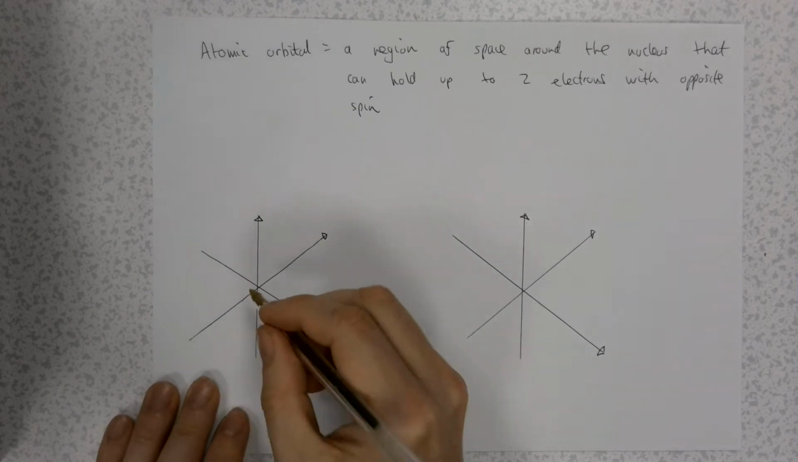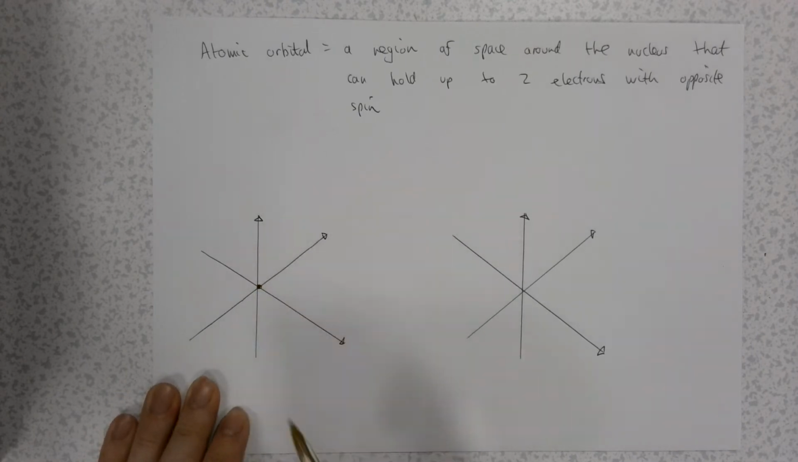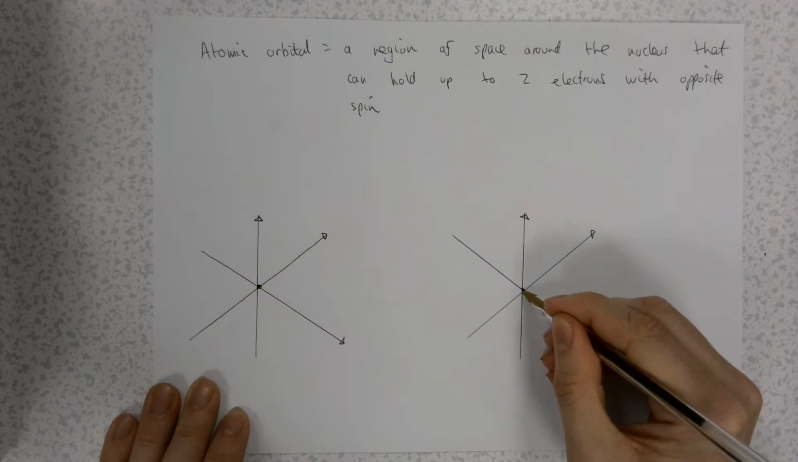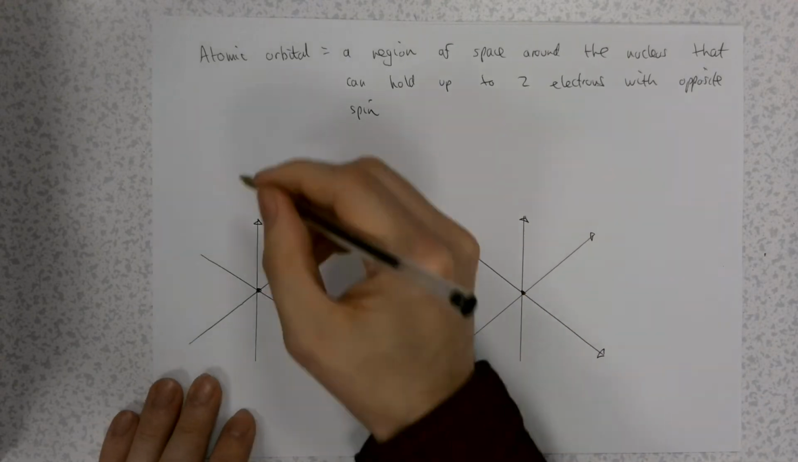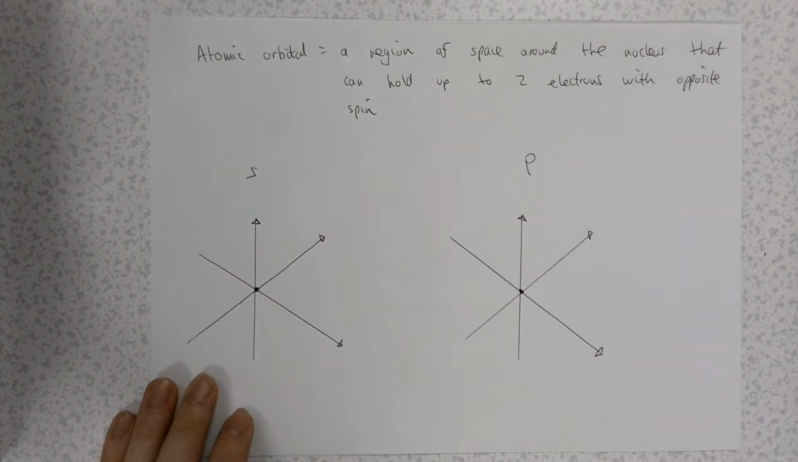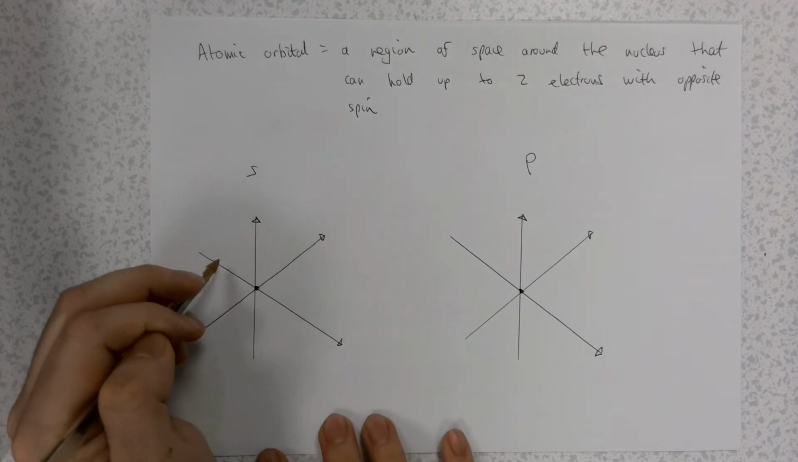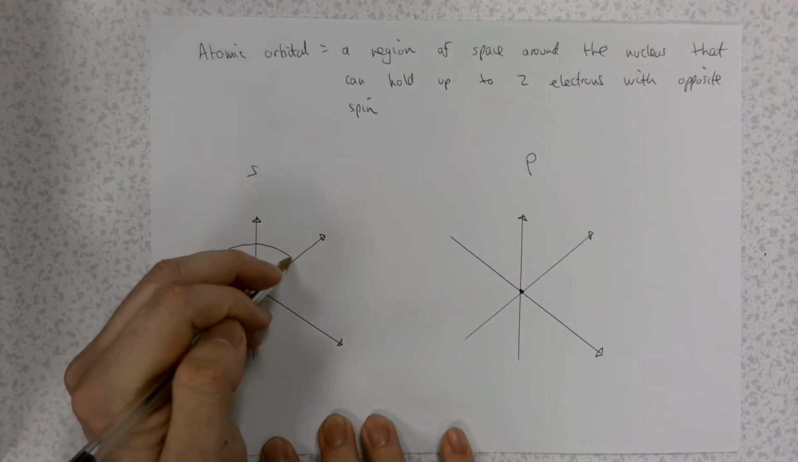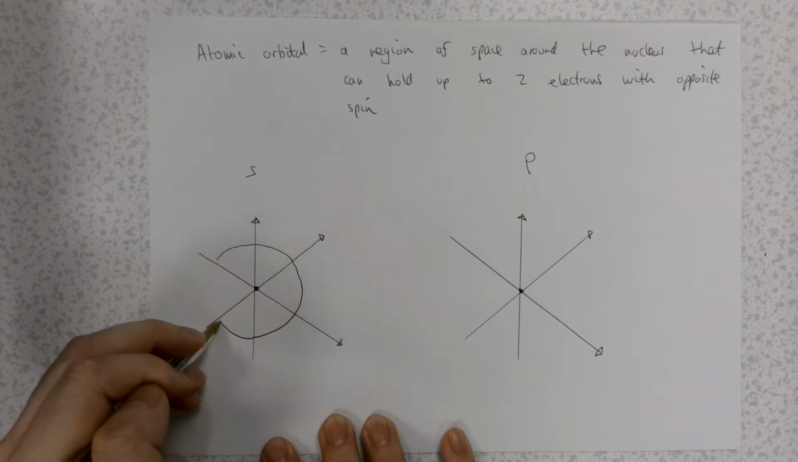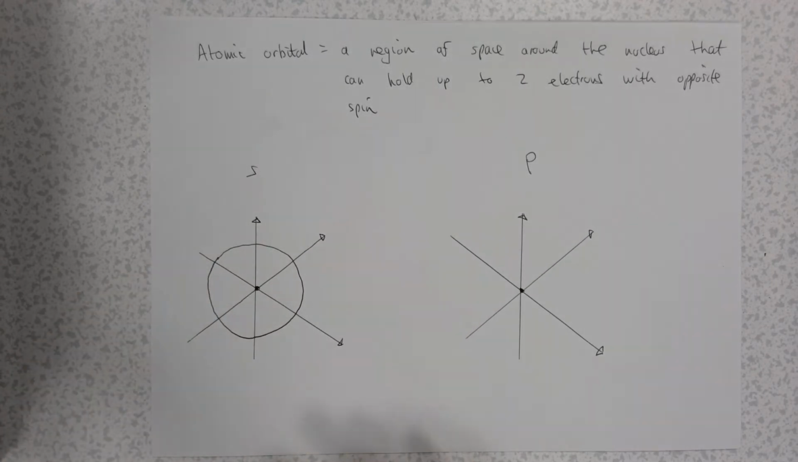So if the middle of my x, y and z axes here is the nucleus, what would an s and a p orbital look like? Well, an s orbital is a sphere. I'm going to attempt to draw a circle now. That wasn't too bad. So not a circle. Remember, we live in a 3D world, so it's not a circle, it is a sphere.